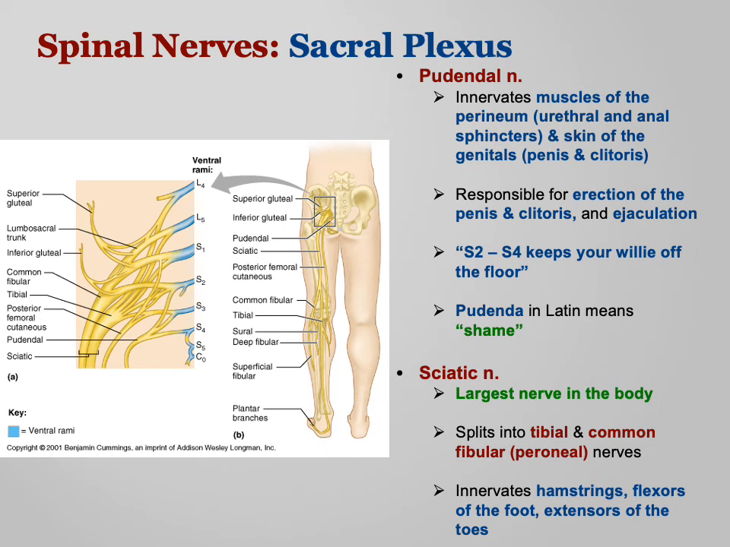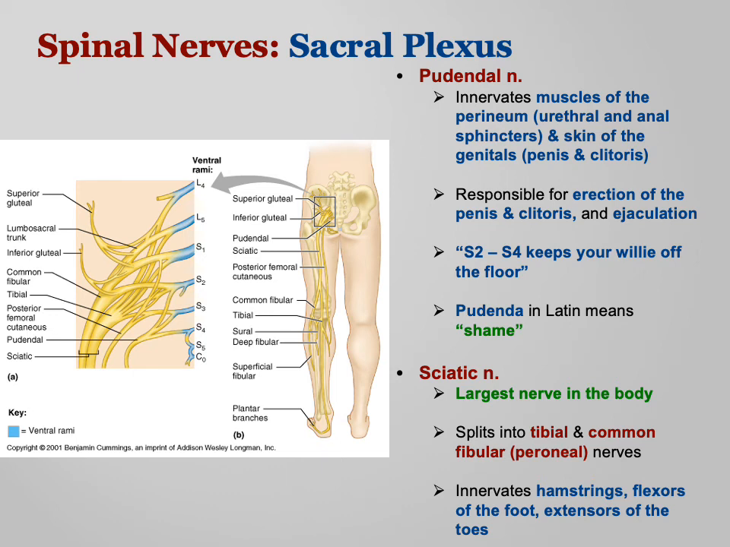There are actually two nerves, superficial and deep fibular. I don't make you know those, but that's one of the ways that you can spot the difference between the tibial and the common fibular nerve. And by the way, you have to say common fibular. If you say just fibular, I'll mark it wrong.